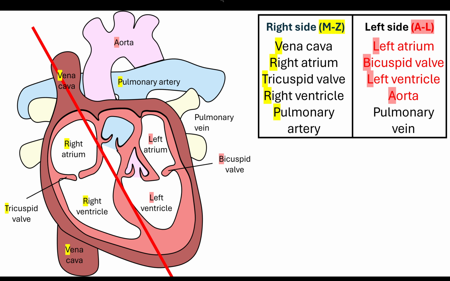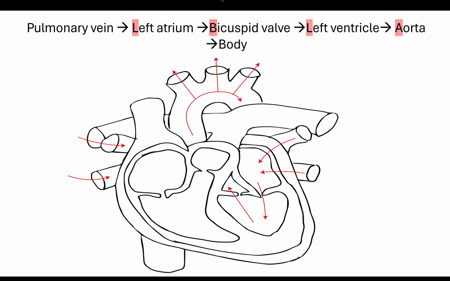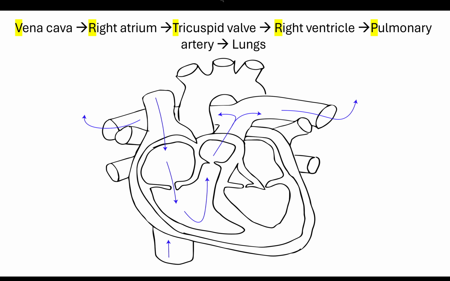Now, the pulmonary vein does not follow suit with my alphabet, so I always tend to leave that one till last when I'm trying to label the structures. But it is important that you note the different sides and what happens. So, left side, pulmonary vein, left atrium, bicuspid valve, left ventricle, aorta, body. If it's the right side, it's the vena cava, the right atrium, the tricuspid valve, the right ventricle, the pulmonary artery, to the lungs.